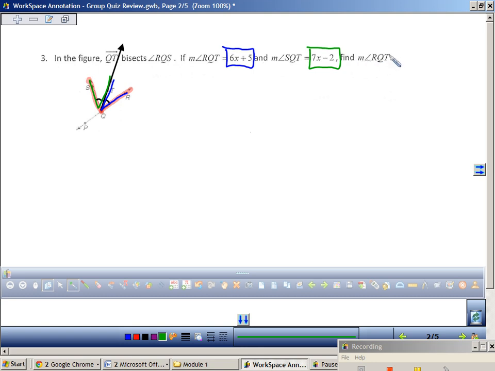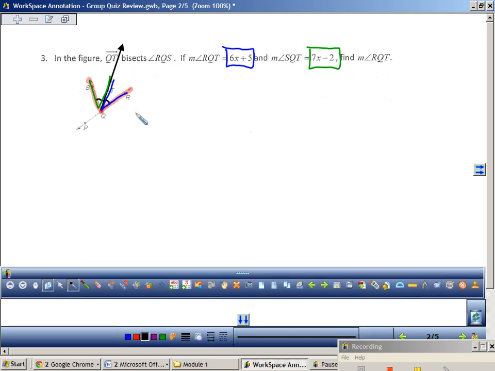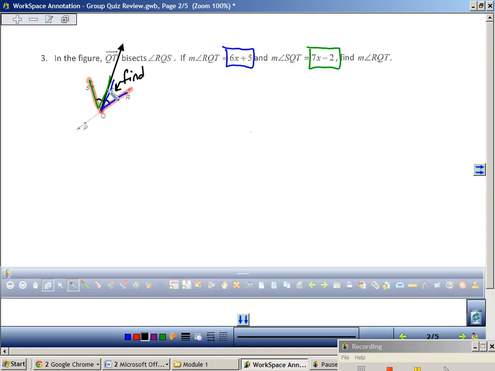Find the measure of RQT. Find RQT. All right. They want this right here. This is what they want me to find. I'm going to change my color. So if I have to find this, what do they want? What did they give me? They gave me 2 different angles. They said they're equal, right?